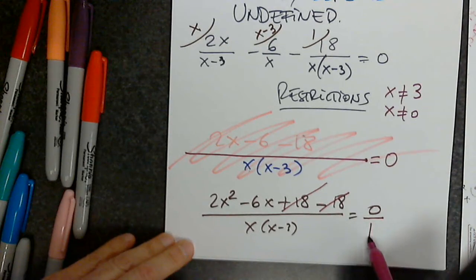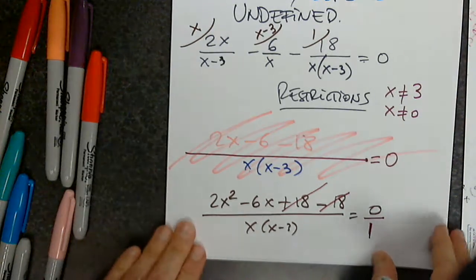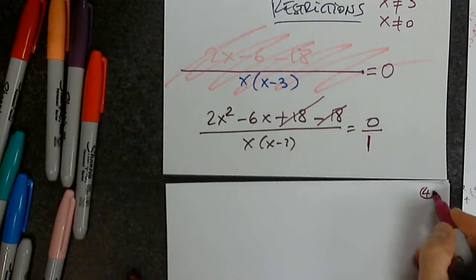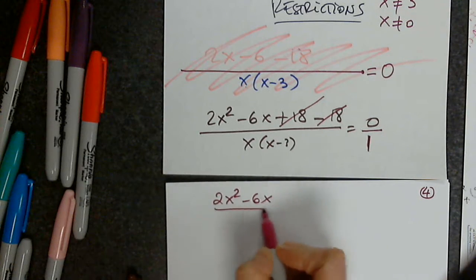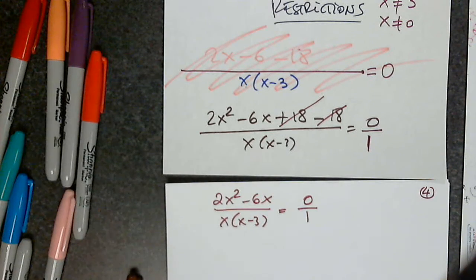Here's my question for you. Can I write 0 over 1? Can I write 10 over 1? Can I write 5 over 1? Can I write x over 1? Can I write 0 over 1? Yes. So now the new equation is 2x squared minus 6x over x times x minus 3 equals 0 over 1. Why do we put it over 1? Because any number can be written over 1. 5 is 5 over 1, 10 is 10 over 1, 0 is 0 over 1.